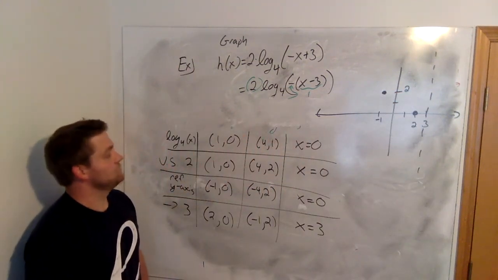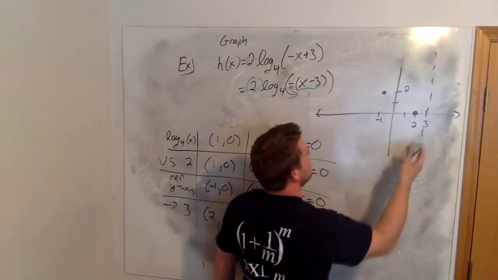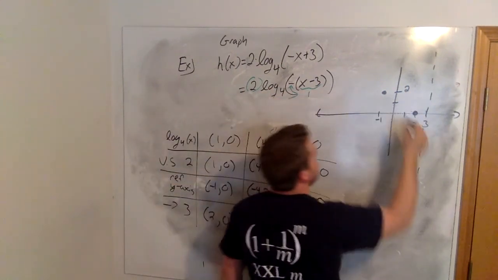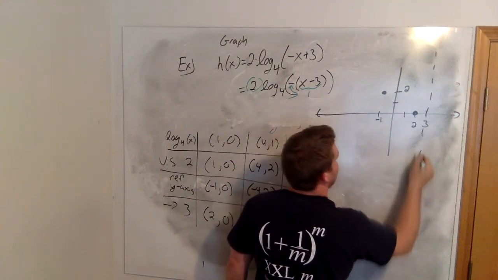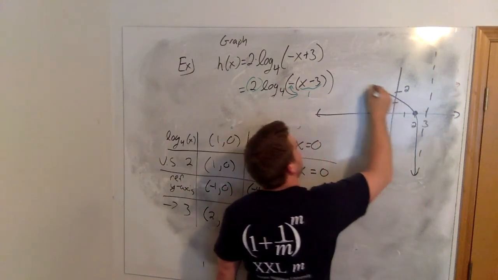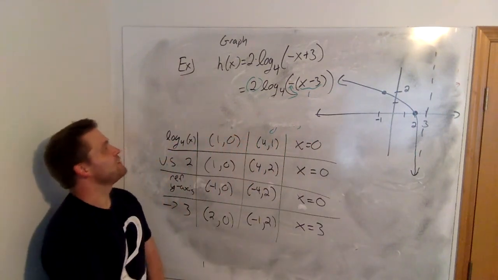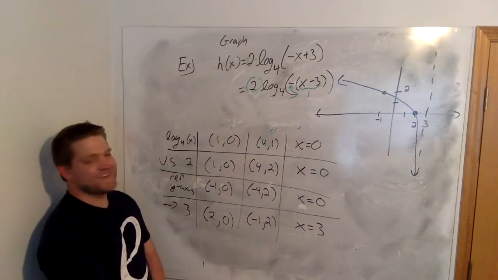Okay, so now we can sketch this. This should guide us. Notice we're on the left side of this vertical asymptote, so we're going to stay on the left side. This graph will look like this. So here is the graph of 2 times log base 4 of (-x + 3).